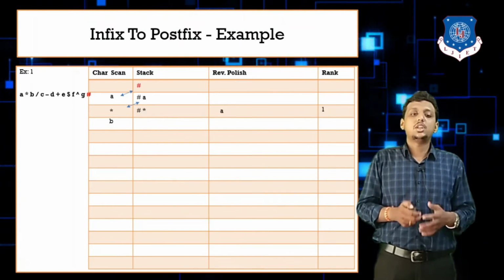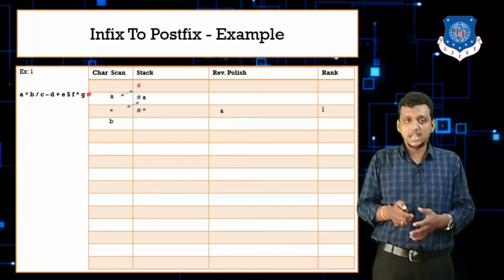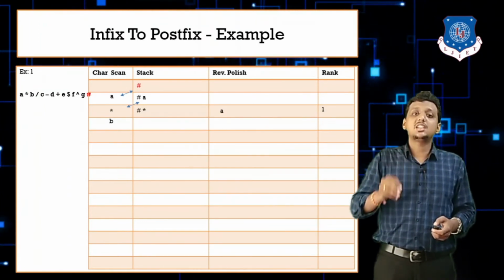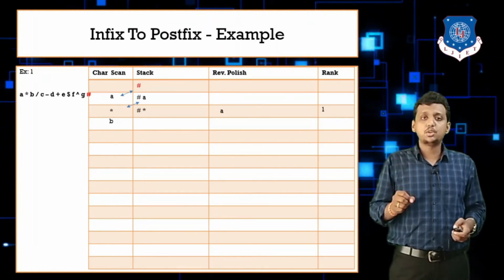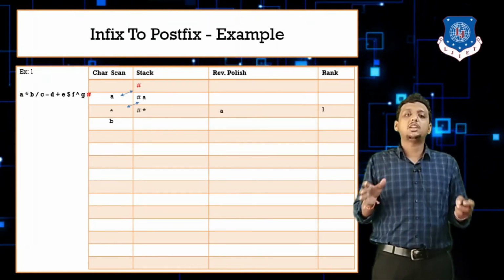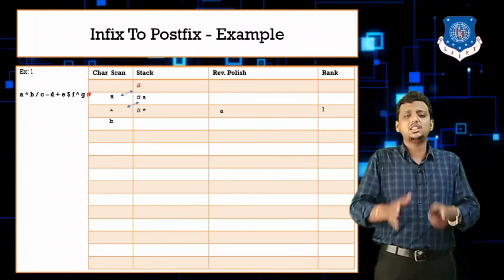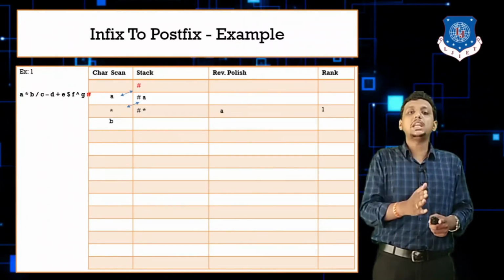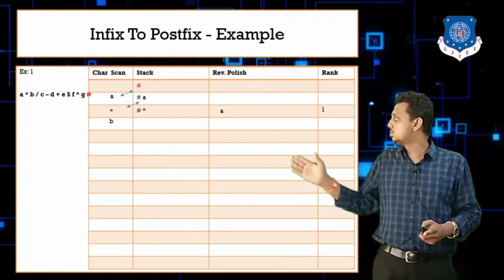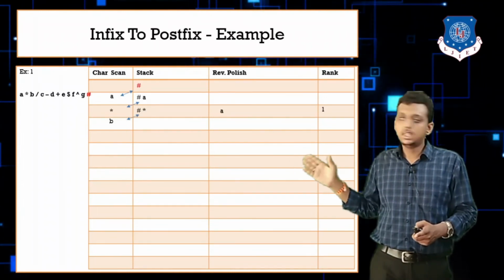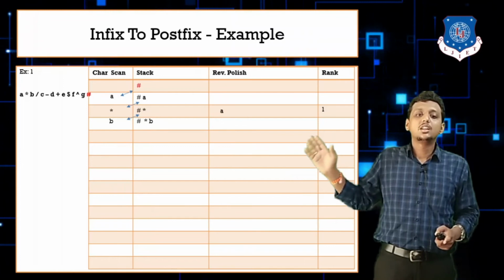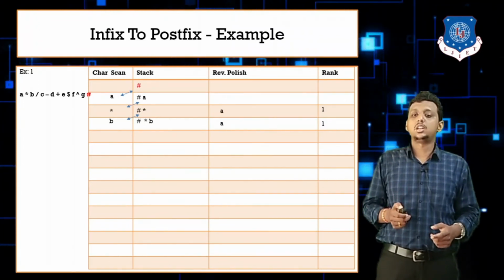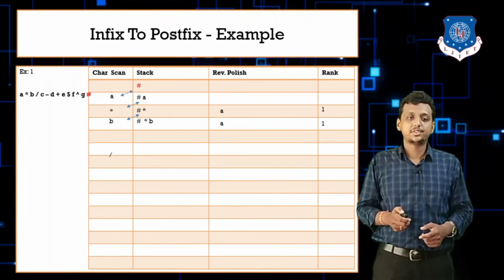What next? Students, next we have b with us. Here, b is just a character, that means our input symbol. Whenever we find a character, because a character has the highest precedence, don't think much, just directly push b inside my stack. So my new stack becomes hash star b. The reverse polish and rank remain as they are, a and 1.